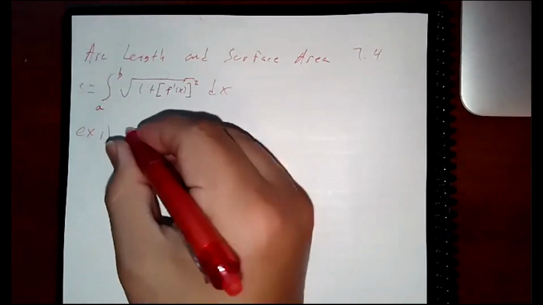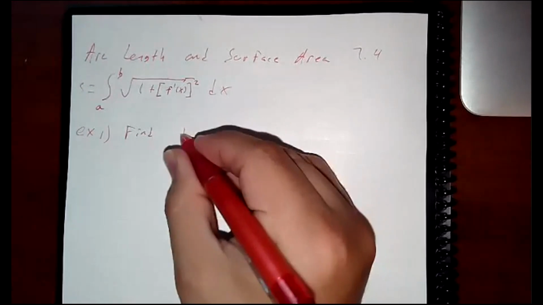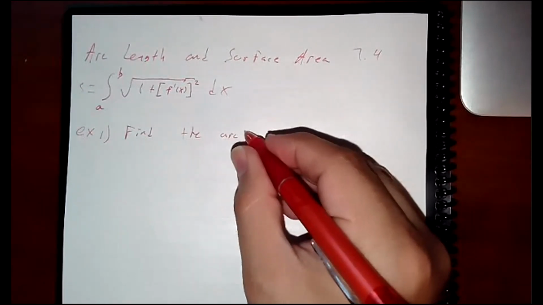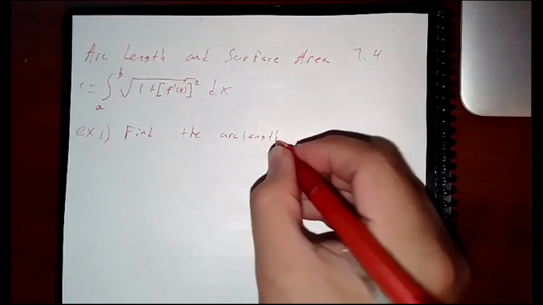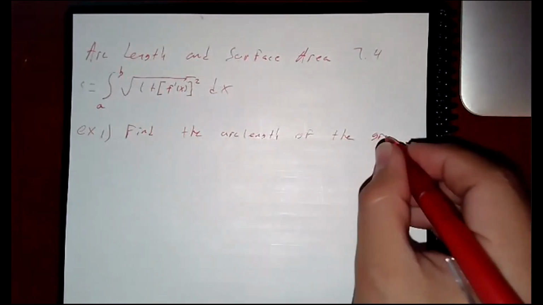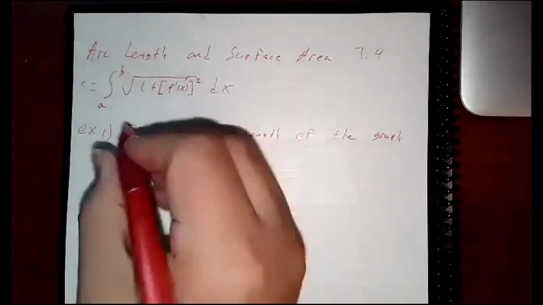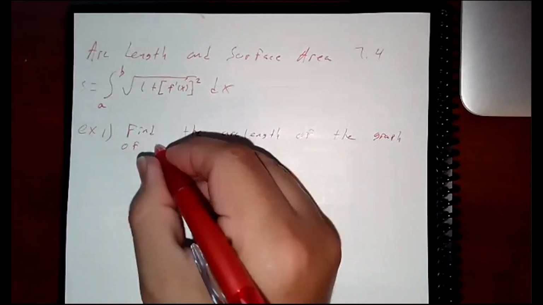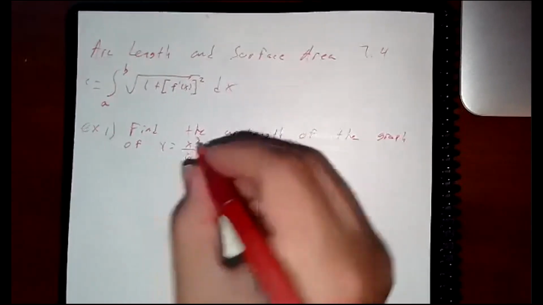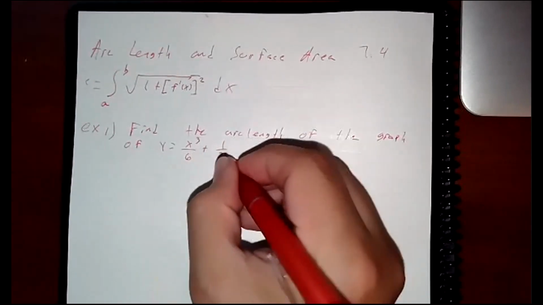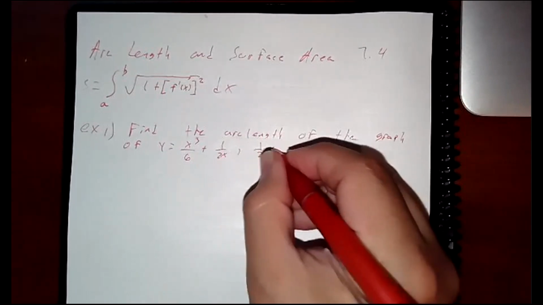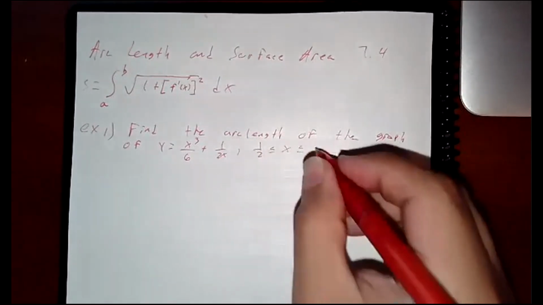All right, so find the arc length of the graph of y equals x cubed over 6 plus 1 over 2x between 1/2 and 2.